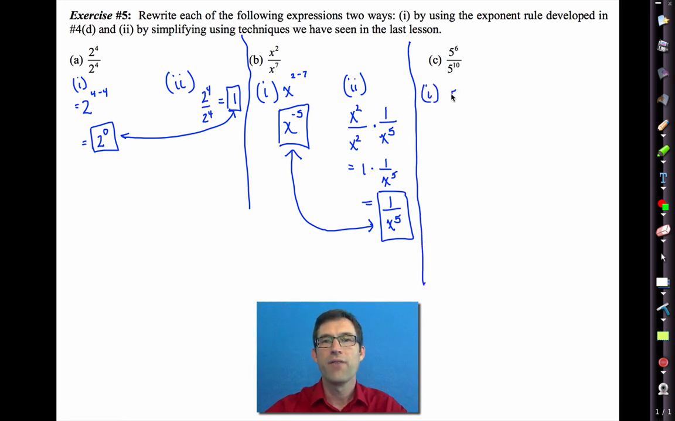All right. 5 to the 6th divided by 5 to the 10th would have to be 5 to the 6 minus 10. Again, watch your negative exponents. That would be 5 to the minus 4.